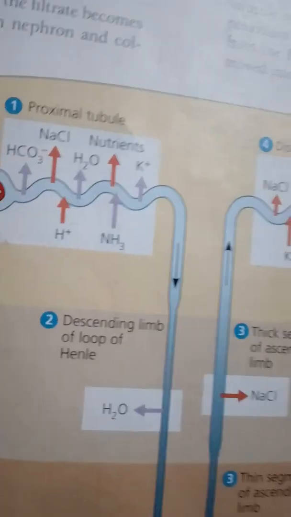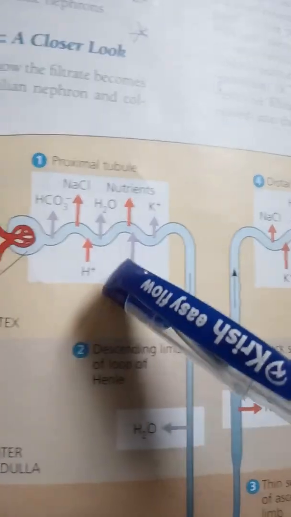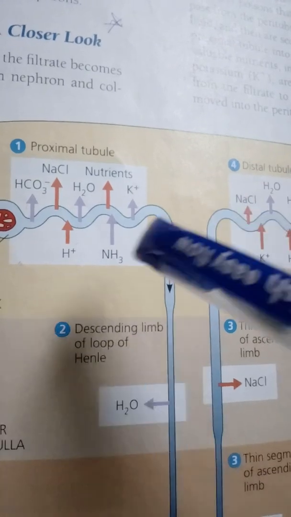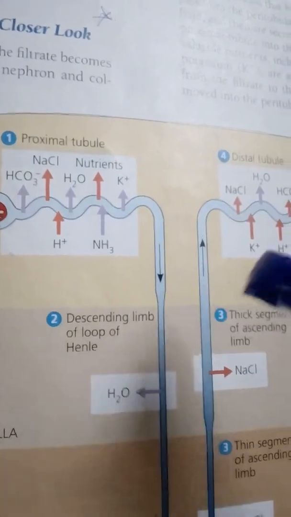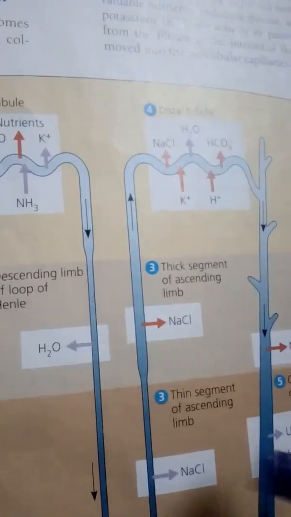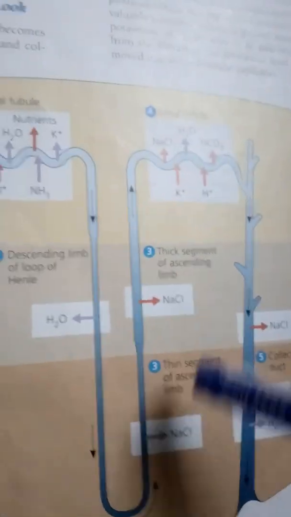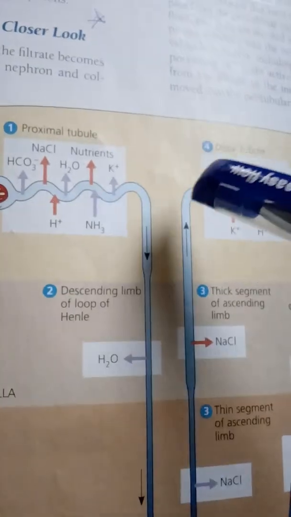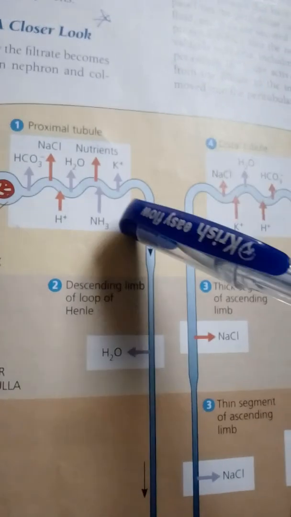Notice also the circulation of filtrate, H2O, salts, NaCl and others, HCO3-. Notice also H+, urea, glucose, amino acids, some drugs. Notice also the key: red is active transport, and purple is passive transport.